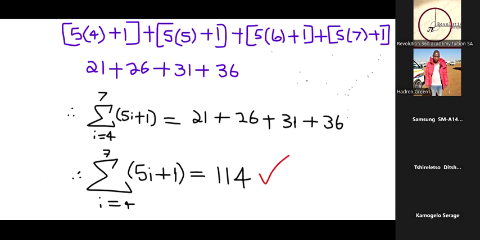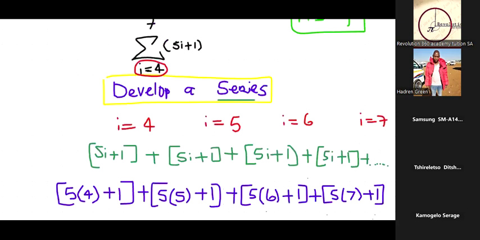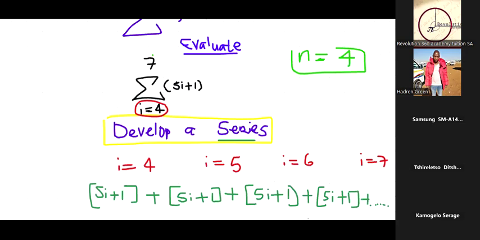Okay, Hadren, do you understand? Yeah, I'm a little bit lost on 5i plus 1. Oh, it's a good question. Can you kind of elaborate there? Okay, 5i plus 1 is the one that you are always going to be given. We don't calculate it unless you are being asked to calculate it. So this one here, 5i plus 1, we are given. That's why the question says evaluate.